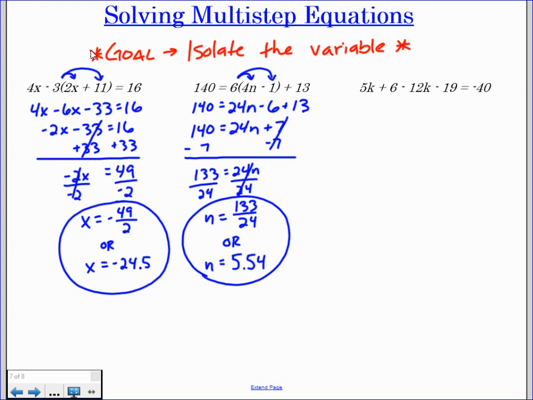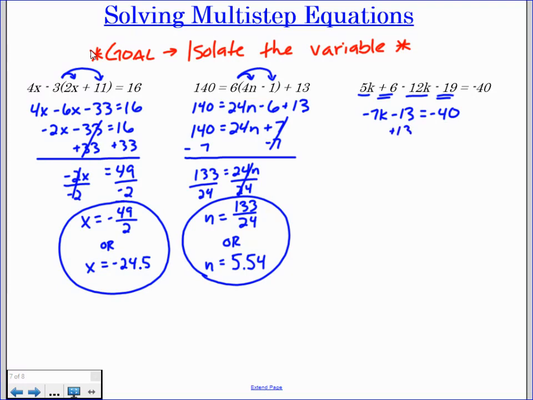Next one. I don't have any parentheses here, but I do have a couple pair of like terms. I have some k terms, and I have some constant terms. Okay, let's combine those. 5k minus 12k is -7k, a +6, and a -19. That's going to give you -13, a -13, equals -40. Got a two-step equation now here. Let's go ahead and solve.